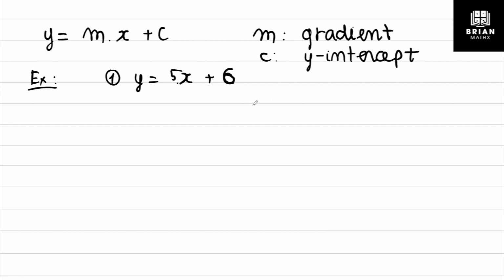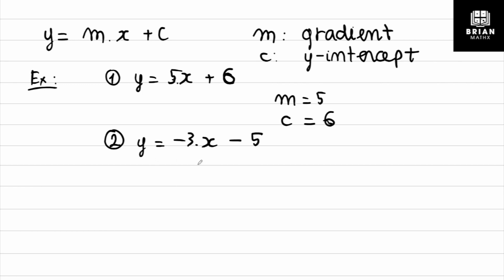You've got y equal to 5x plus 6. So what is m and what is c? Corresponding to the place where m multiplies x, 5 multiplies x, it's very easy to determine that m equals 5. And of course c is equal to 6. So we finish this question. We have determined m and c.